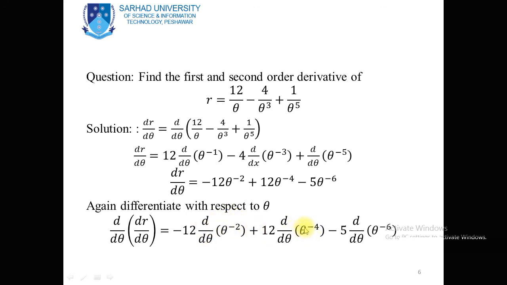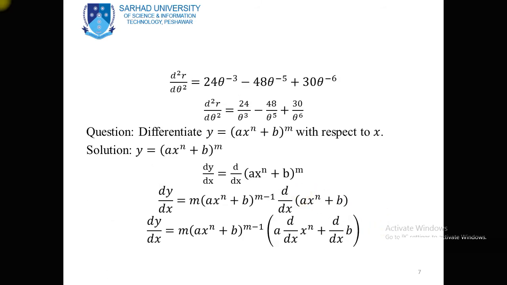Similarly, in this term, multiply this power with the coefficient, which gives minus 48, and subtract 1 from the power, giving theta power minus 5. In this term, multiply this power with the coefficient, 5 times 6 is 30, and theta power minus 6 minus 1 will be theta power minus 7. This is the second order derivative result: 24 theta power minus 3 minus 48 theta power minus 5 plus 30 theta power minus 6.